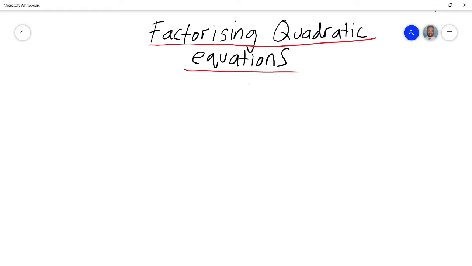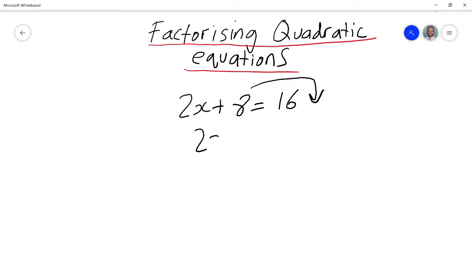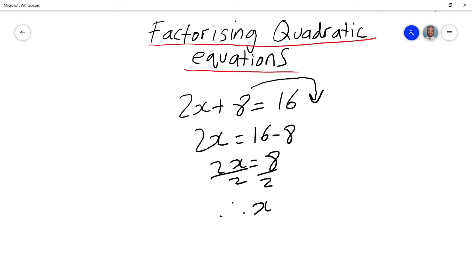If you've been looking at my previous videos, you've seen linear equations where you need to solve the value of x. Let me give you a simple example. Let's say 2x plus 8 equals 16, and we want to find the value of x. We move 8 over there, the sign will change, so that's going to be 2x equals 16 minus 8. 2x is equal to 8, divided by 2, and x is going to be equal to 4.